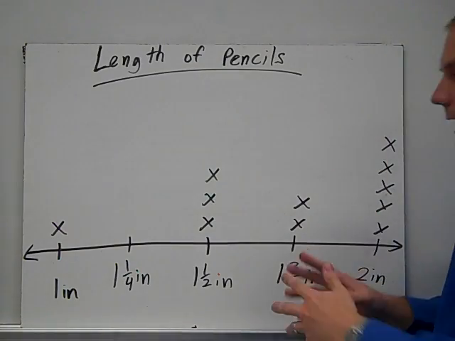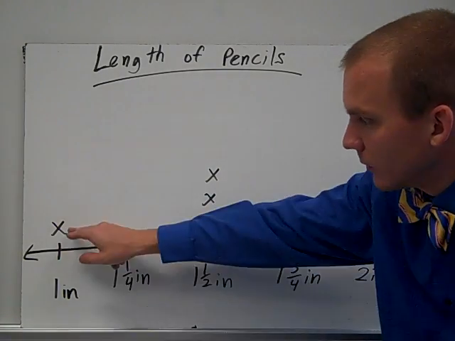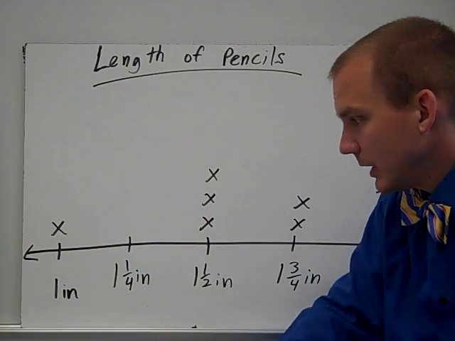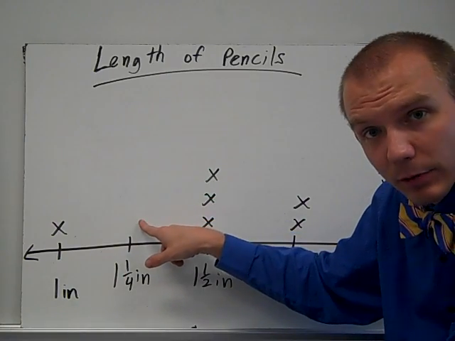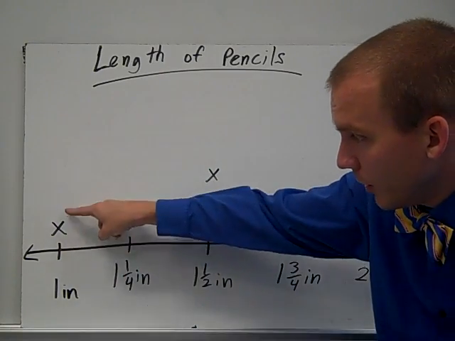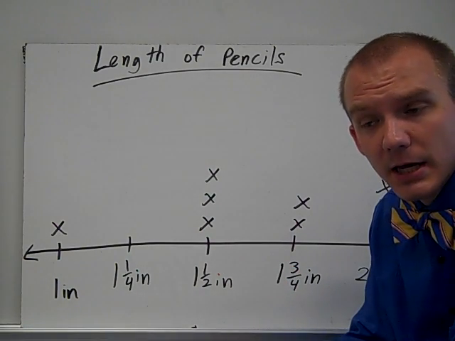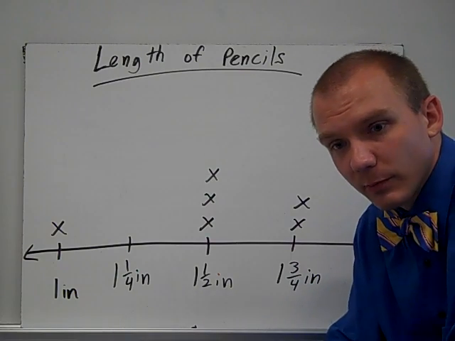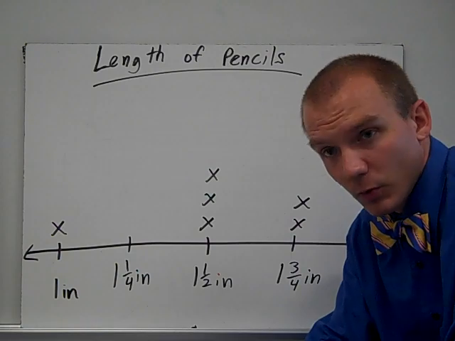Notice this looks a lot like a bar graph and a picture graph, but you always use an X. There was 1 pencil that was 1 inch long, so I put 1 X over there. There were 0 that were 1 1/4, so I put no X's, I left it blank. Like in a bar graph, I would build a bar. In a picture graph, I would draw the right number of pictures. There's no scale or interval for this, there's no key. Each X represents 1 piece of data. Keep that in mind, that's how line plots work.